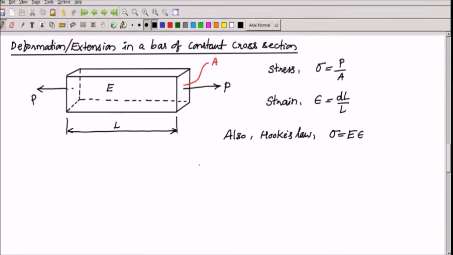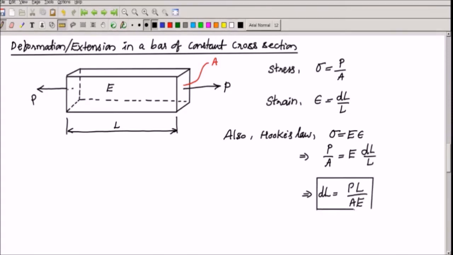Now, I need to combine all these three equations and get an expression for the change in length, that is dl. E into epsilon is what? dl by L, and sigma is what? P by A. Now if I separate dl from this, dl is equal to P into L divided by A into E. This is the expression for deformation in a bar of constant cross section subjected to load P. So with this background, we will try to solve a problem now.